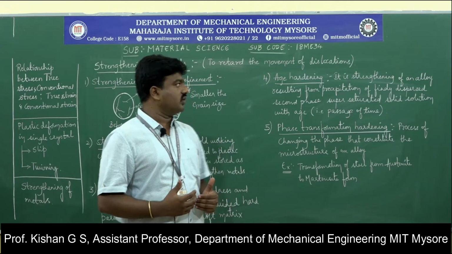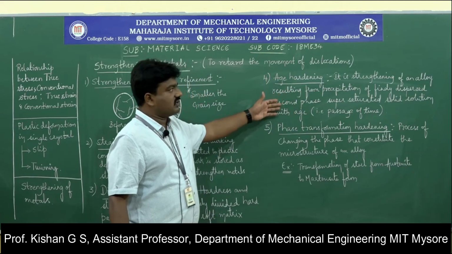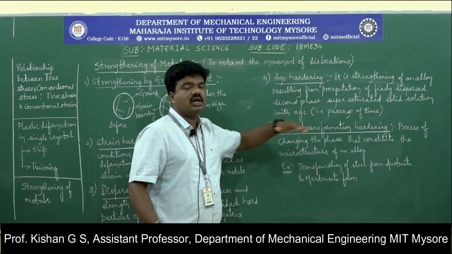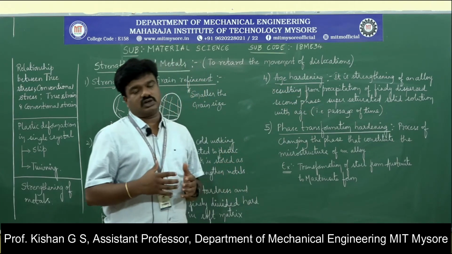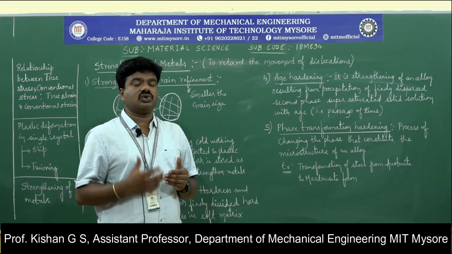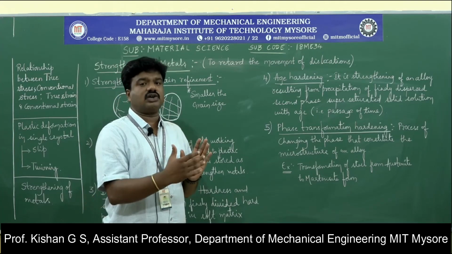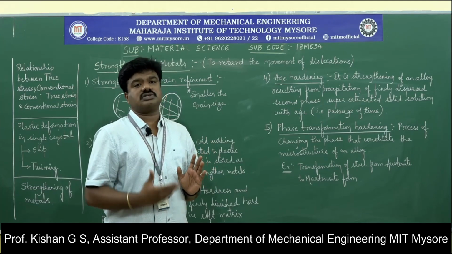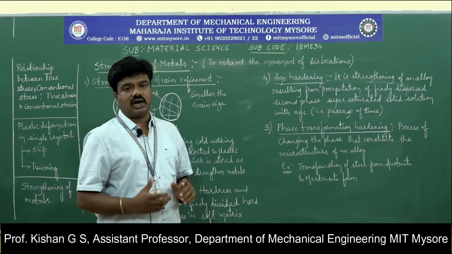So here what we do is strengthen the alloy resulting from the precipitation of a finely dispersed second phase. When there is a mixture of the dispersed second phase of material over a period of time, when the material is subjected to a certain passage of time, at a particular age or a particular duration, the hardness and strength increase on their own, and hence it is considered to be age hardening.